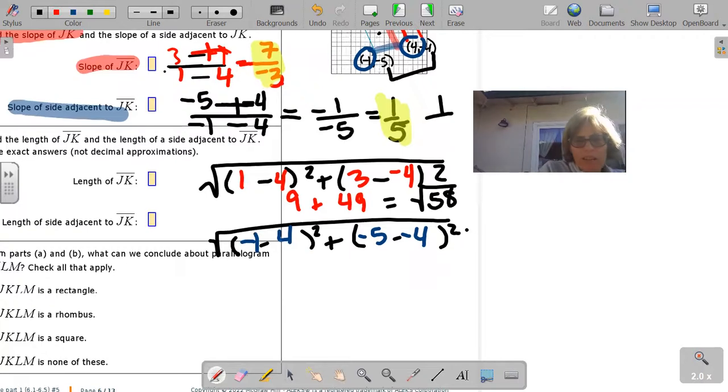Here, that's -6 squared. That's 36. Double negative makes a positive. That's what -1 squared. That's 1. This is going to be root 37.